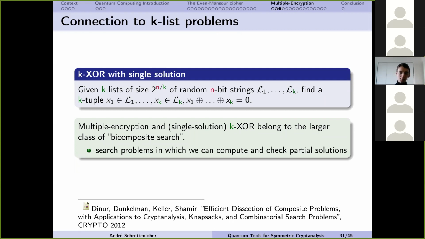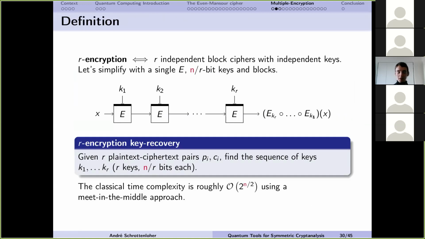So why are these problems connected? Actually, it's because they belong to a larger class of problems, which is bi-composite search. It was defined by Dinur, Dunkelman, Keller, and Shamir. And it's basically a search problem in which you can compute and check easily partial solutions to the problem. In the case of multiple encryption, partial solutions are going to be, for example, sequences of keys.